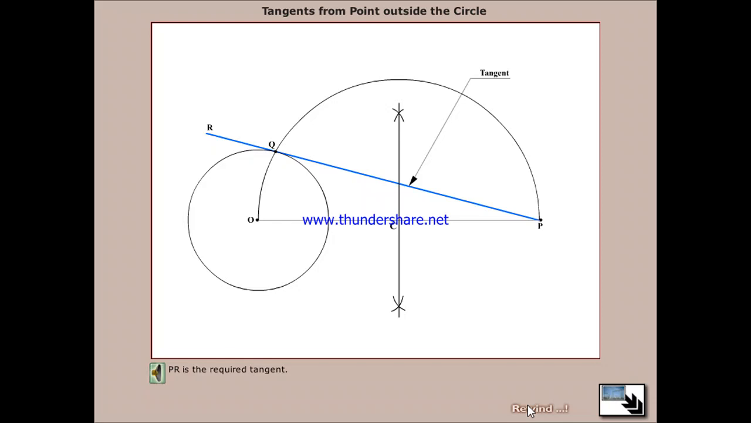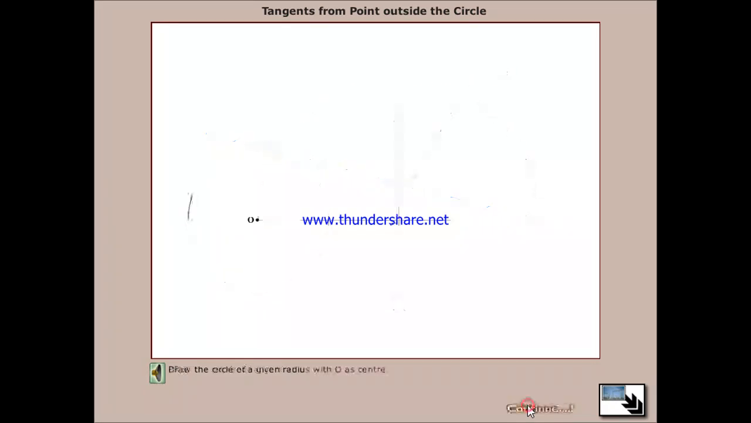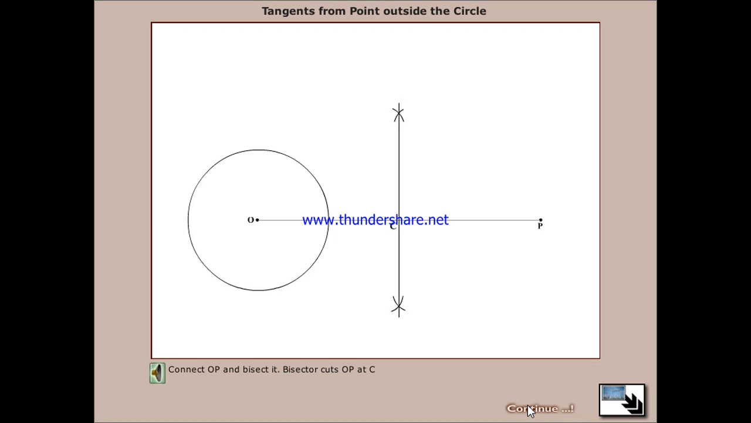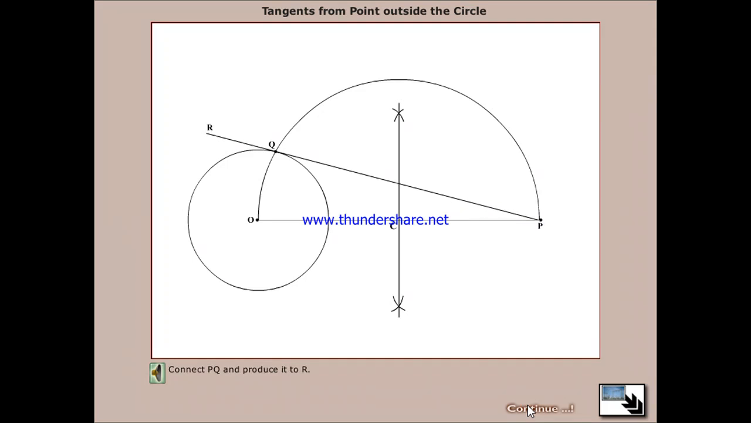Once again, draw the circle of a given radius with O as center. P is the given point outside the circle. Connect OP and bisect it. Bisector cuts OP at C. With C as center and OC as radius, draw a semicircle to cut the given circle at Q. Connect PQ and produce it to R. PR is the required tangent.